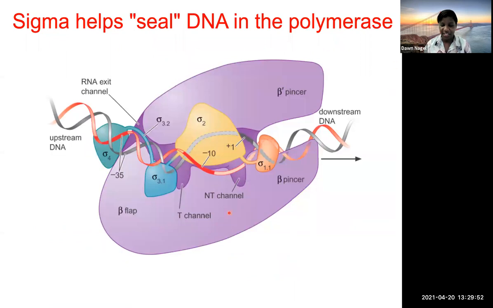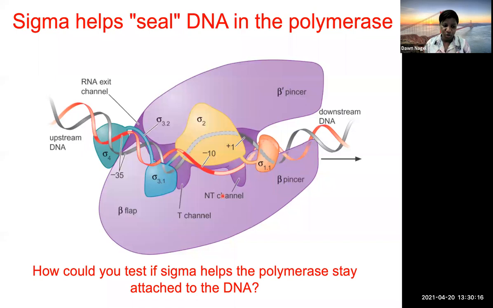And this is a schematic of what that is telling you, that the sigma factor really helps to seal the polymerase around that DNA. So with double-stranded DNA, you see the sigma factors are in contact with this double-stranded DNA, and the rest of that polymerase is attached as well. So it really helps to stabilize and wrap around the DNA.